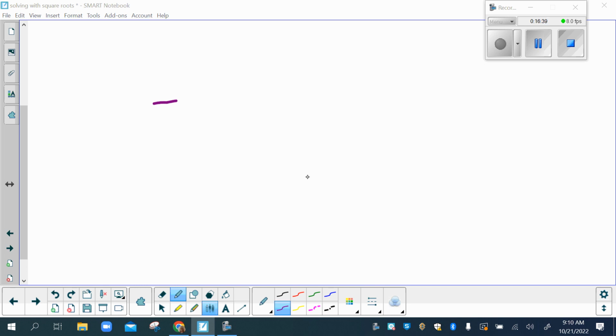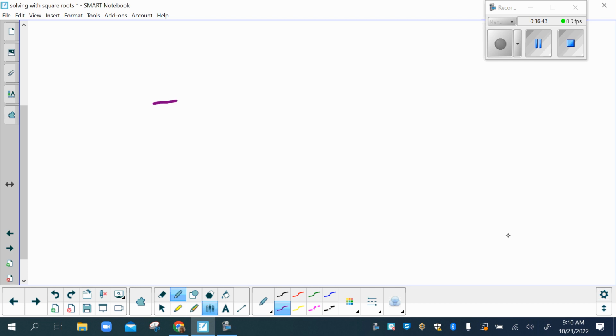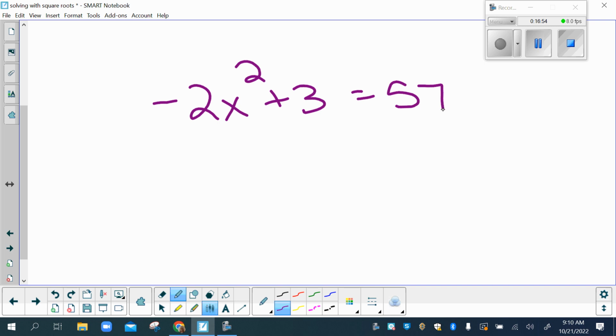Oh, negative 2x squared plus 3 equals 57. I like this one. You can do this, you got everything.